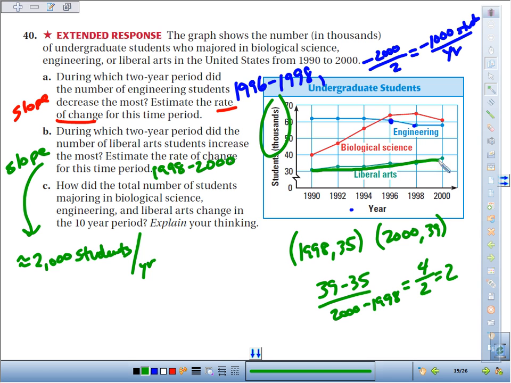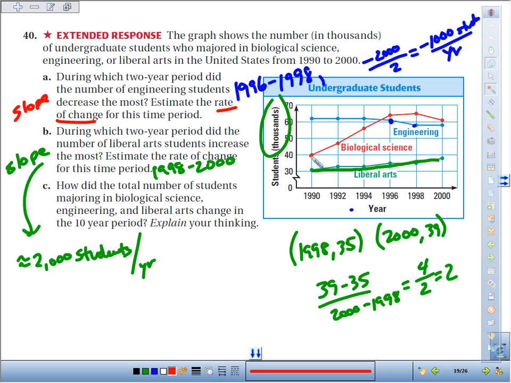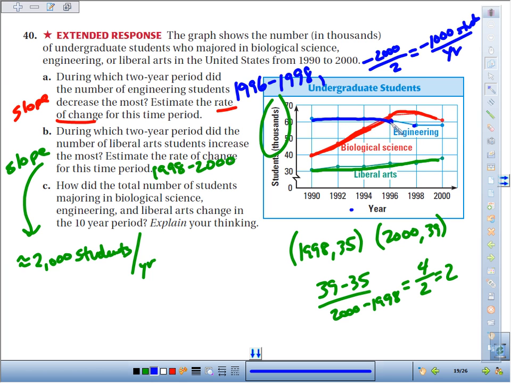It slowly went up. If you look at biological science, how did the number of students change there? You see really steep going up. So the number of students increased very rapidly, and then it kind of leveled up and dropped a little bit. Your engineering students stayed pretty level throughout the decade. There wasn't a whole lot of change, and then towards the end of the decade, the number of engineering students dropped off a little bit.